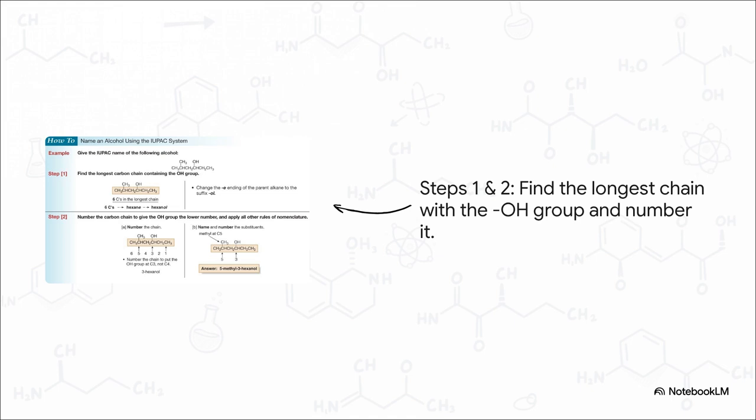If we count from the right side, our OH group lands on carbon number 3. If we count from the left, it's on carbon 4. And rule number 2 is super clear. We have to pick the lowest number. So numbering from the right is the way to go. We're now looking at 3-hexanol.